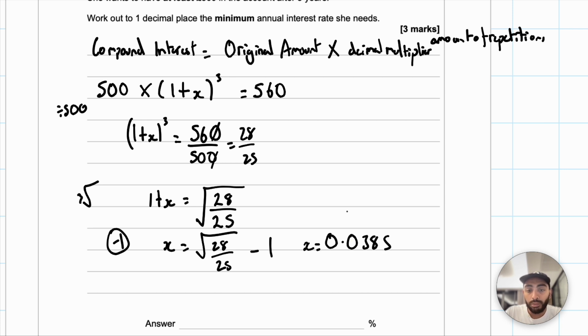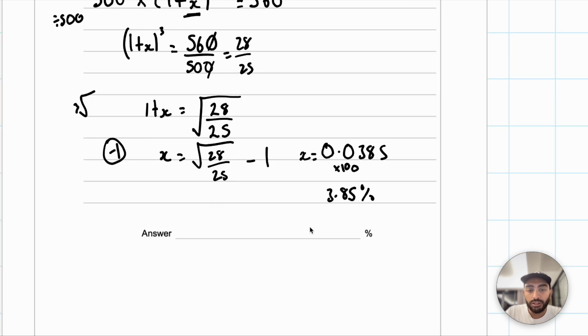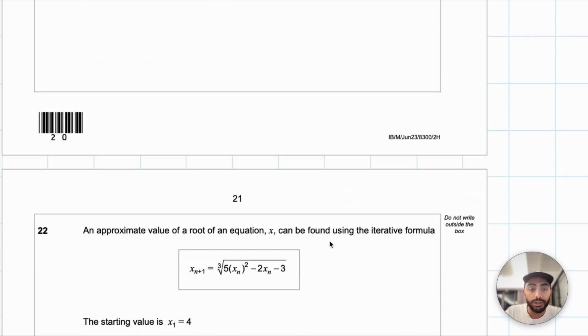0.0385. We need to remember that this is a decimal. We want it as a percentage. So we'll times that by 100, and that will move the decimal place 2 places to 3.85%. Now the way that you could check this answer, you could substitute 1.0385 back into here, and you should get 560. Final answer is 3.85%. That's the percentage that she's looking to earn every single year.